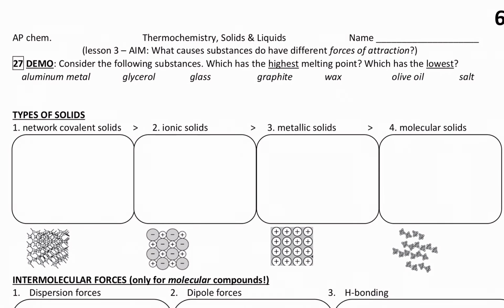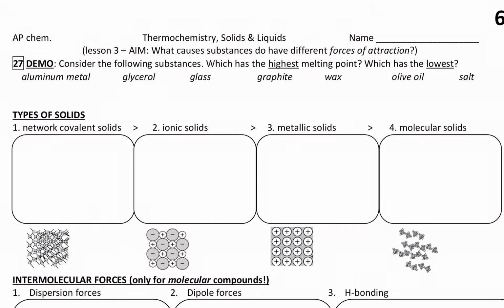To kick us off, I've got a demonstration, really just a thought experiment for today. Think about these common household things: aluminum, glycerol, glass, graphite, wax, olive oil, and salt. And ask yourself, which one do you think has the highest melting point and which one has the lowest? And then check back and see how you did.